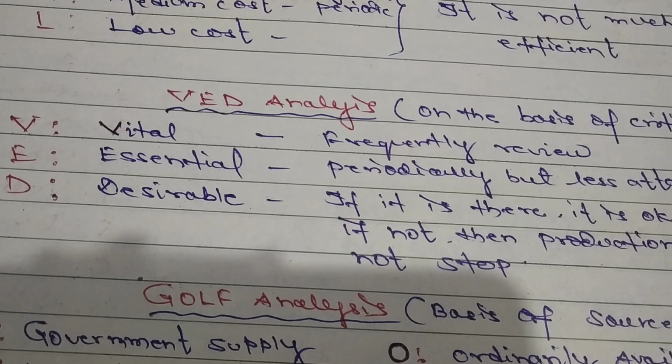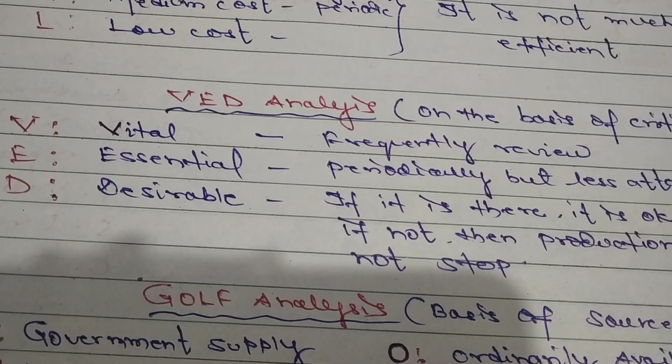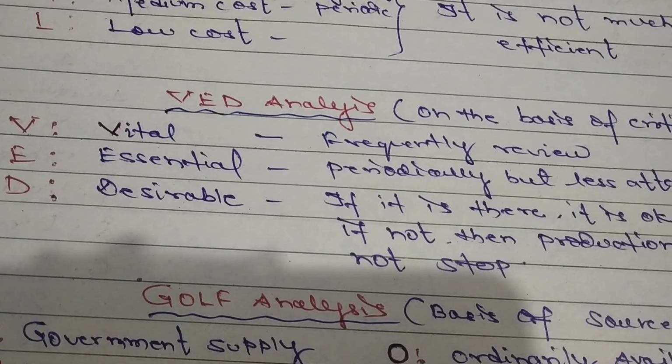The next is essential. Essential is basically required. This is also required, but it is less important than vital. You have to take care of this material also, but yes, there is some kind of substitute, or through maintenance we can control this type of raw material. So this is essential, but less important than vital. This material can be reviewed periodically, and it requires less attention than vital.